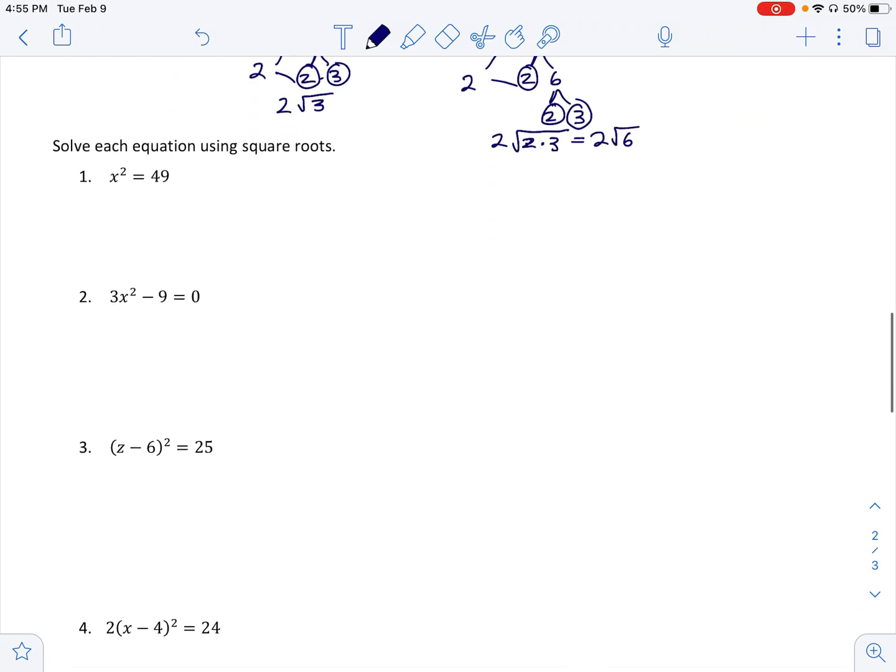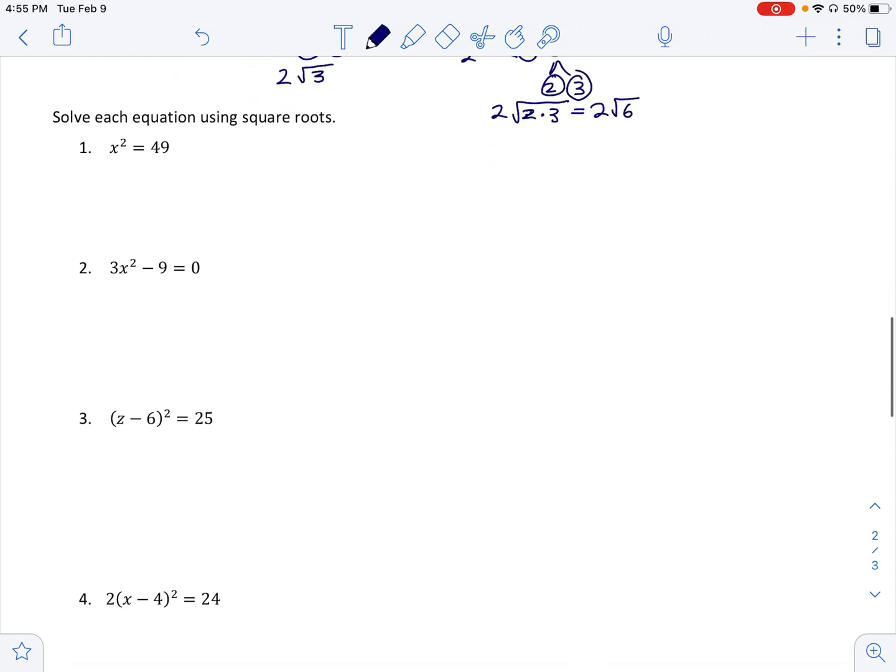Okay, so now we're going to get into the lesson. Solve each equation by using square roots. So remember, you have to have x squared isolated or by itself on one side of the equal sign in order to take the square root of both sides. What this square root does, it eliminates the second power. It eliminates the 2, the second power, it undoes it. So we have x by itself.